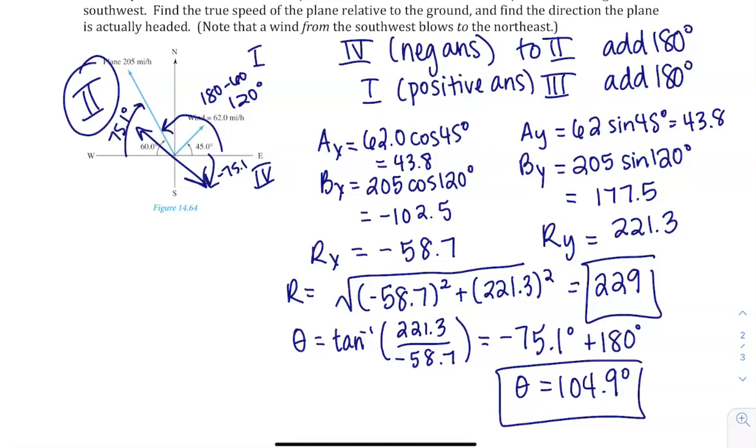And so if we want to use our cardinal directions, we could always say 75.1 degrees north of west. So I don't want it to get any more complicated than it already is, because we've already complicated this problem quite a bit. Most of your questions won't have this kind of thing in them. But just be mindful of when you do have to do a little tweaking to your final answer.